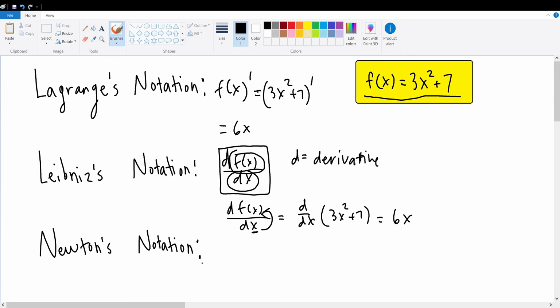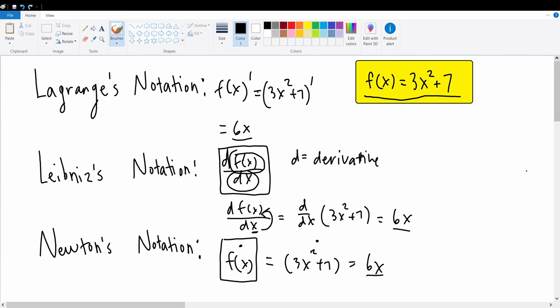And finally, we have Newton's notation, which is much more commonly seen within physics and science mathematics, where the derivative is applied in real life scenarios. The way Newton represents it is with a dot. If I have f of x, a dot right on top will signify the derivative. So f of x with a dot on top means the derivative in Newton's notation, which is equal to 3x squared plus 7 with a dot on top, which is then equal to 6x by the usage of the power rule.